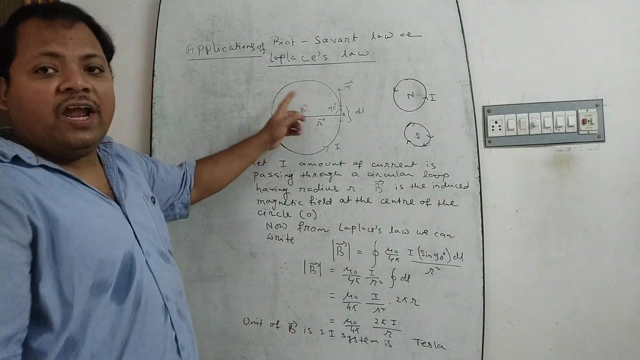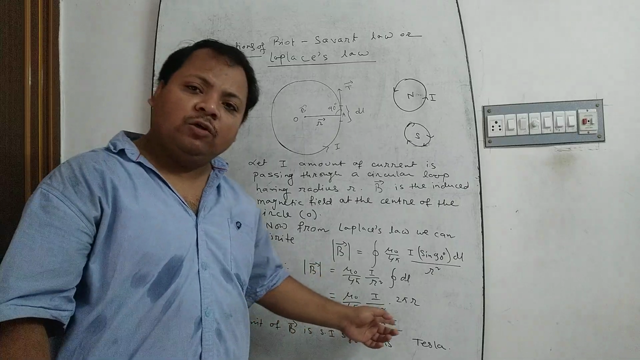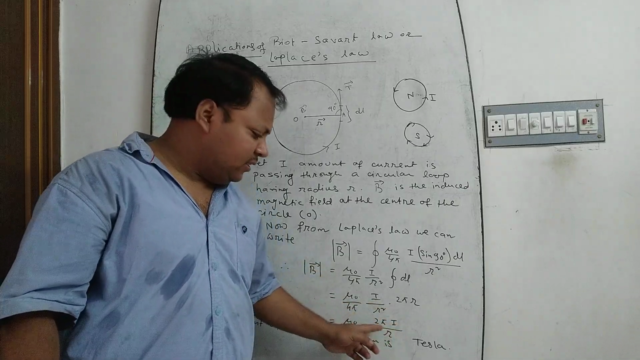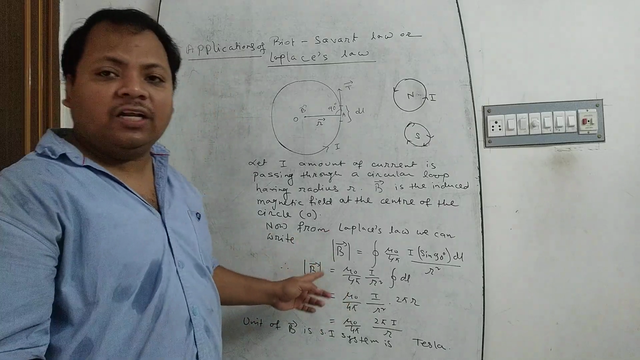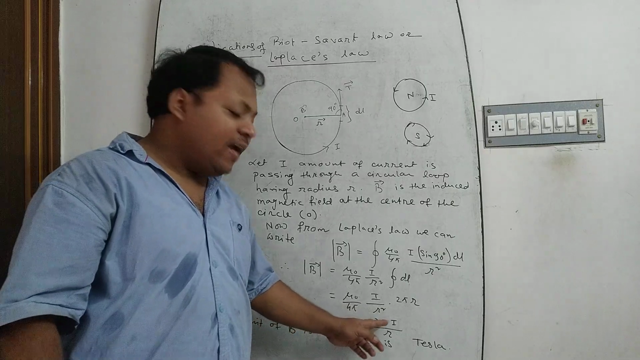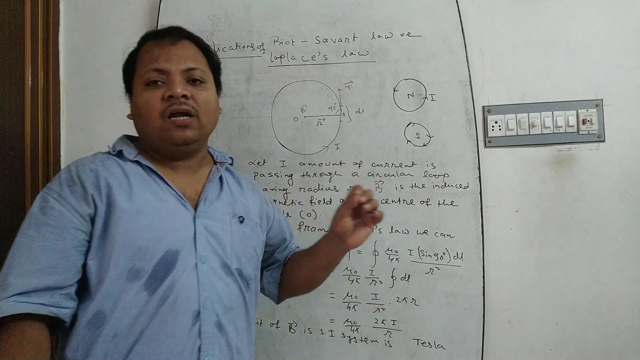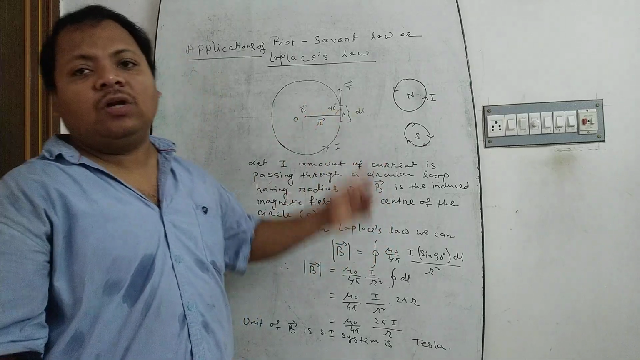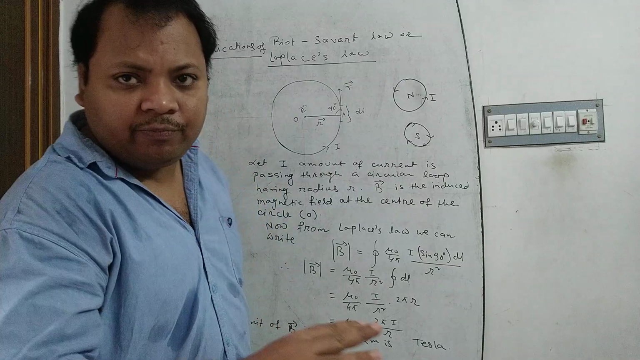And for n number of turns, the number of turns is to be multiplied by this expression. That is, for n number of turns, the magnitude of B becomes mu 0 by 4 pi 2 pi n I by r, where n is the number of turns of the circular loop and the radius of every turn is r.